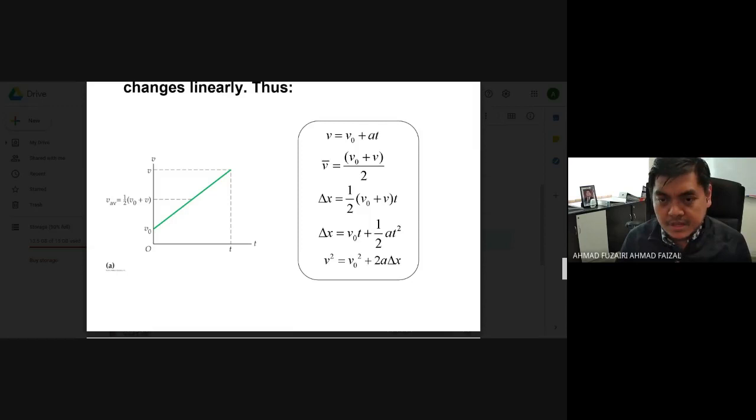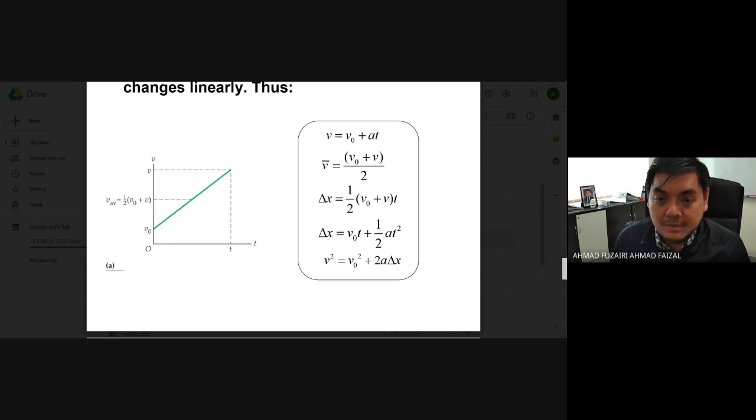Equation number 2 is v bar. v bar means average velocity. Average is purata. Normally what you do for purata is you add all values in the series of numbers and then divide by the number of values in that series. So in this case, if you have v naught plus v, meaning you have initial velocity together with final velocity, that means you have two values of v. Now you divide by 2, so you can get average velocity. As simple as that. Just initial plus final, divided by 2.